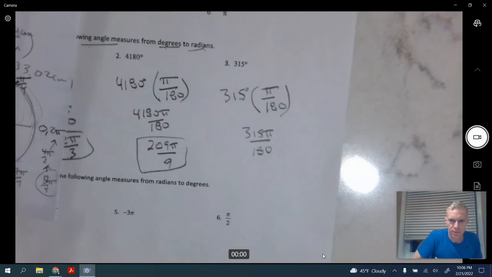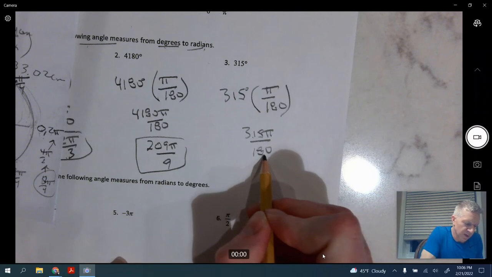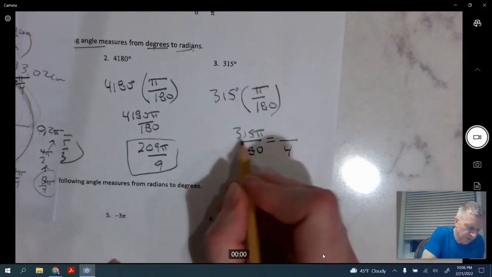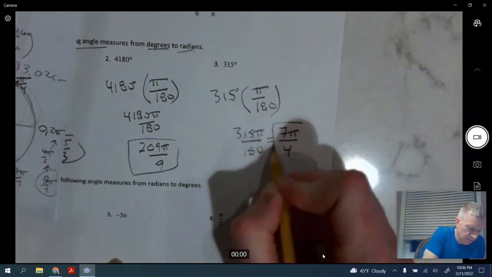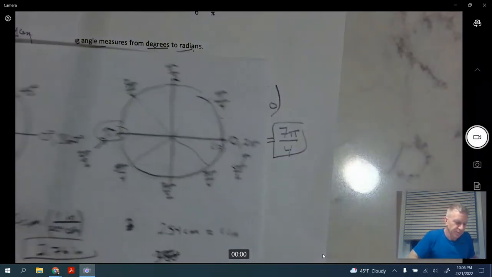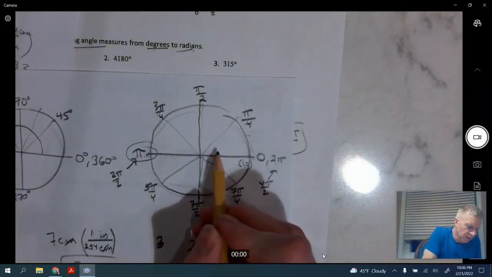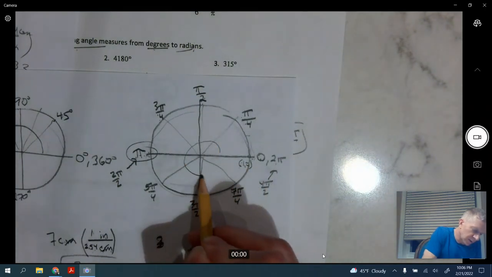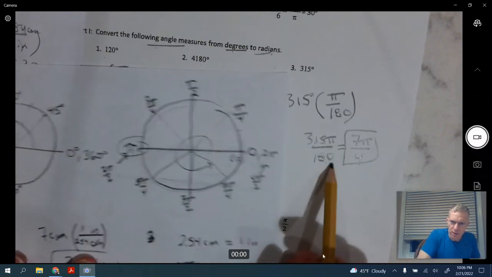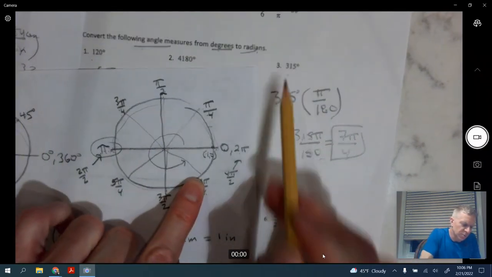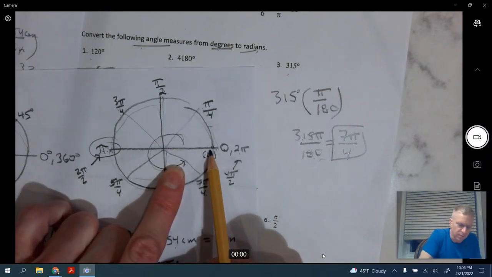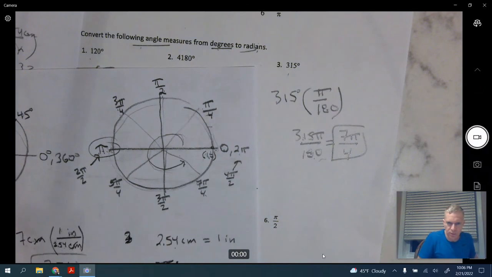Oops, can't see that very well. And that reduces to, they both divide by, what, 45? Yeah, that's 4 45s, and that's 7 45s. 7 pi over 4. Okay. This one we can look at in our drawing. 7 pi over 4 is right here. So this angle to get from here to here is 7 pi over 4. And it would also be what we're converting, 315 degrees, which makes sense. That's 315 degrees. Remember, 360 degrees is all the way around. Okay, so we're 45 degrees short of a full circle.